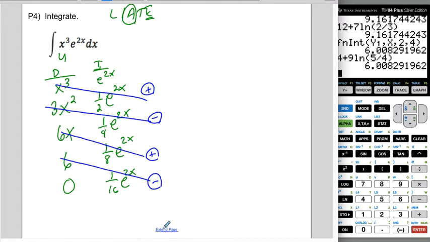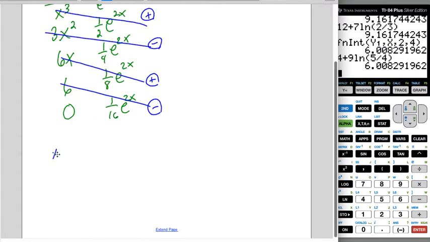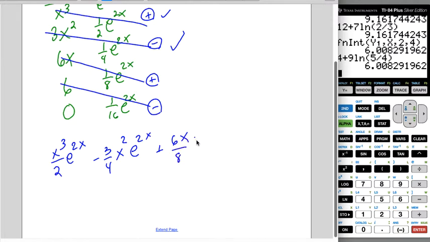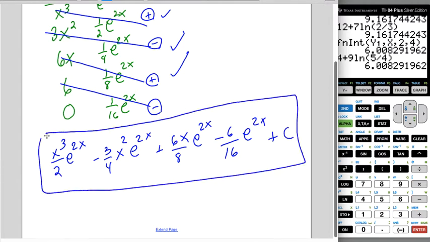So when I clean this up, I'm going to get an x cubed over 2, e to the 2x, right? That one's done. Then this is going to be a minus, so that's a minus 3/4 x squared, e to the 2x, done. This is a plus. And again, if you want to leave it as 6x over 8, I don't care. If you want to make it a 3/4, that's also fine, but you run a risk, right? The more you simplify stuff, the more you run a risk. And then lastly, it's a minus 6 over 16, e to the 2x, and then plus c. The shortcut is awesome. All right, moving on.